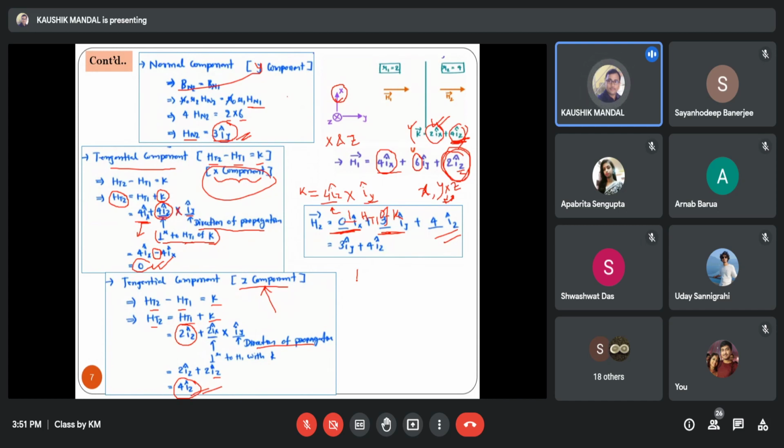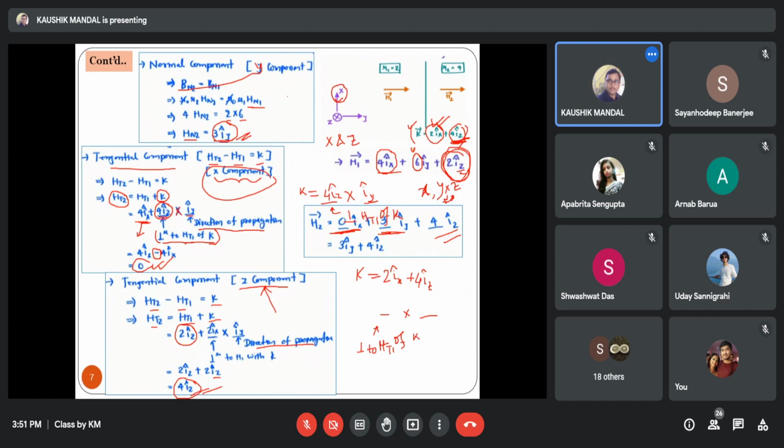Now to determine the K for the tangential component, K will be the cross product of two elements. The first element is the perpendicular component, perpendicular to the corresponding magnetic field, HT1, perpendicular to HT1 of K.